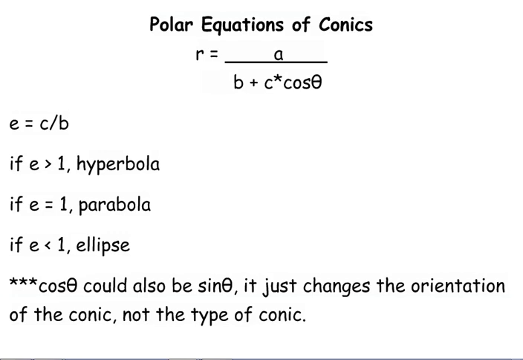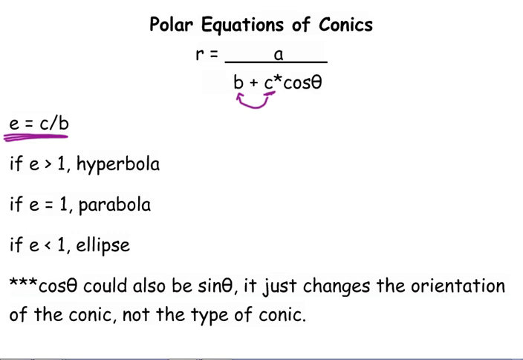So here's how you decide which one it is. Because they all have the same form here, but here's how you decide which one it is. You take the constant that's being multiplied by the trig function and you divide it by the constant that's being added. So over here I have that e is equal to c divided by b.